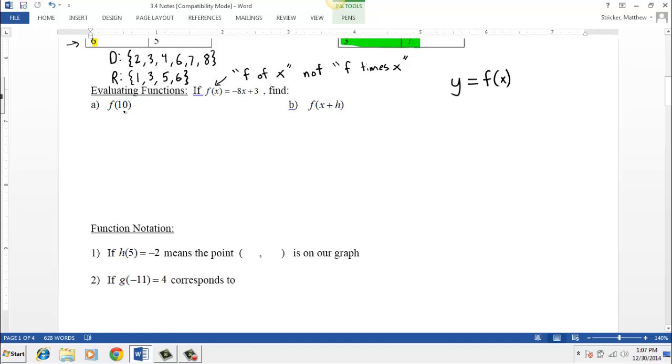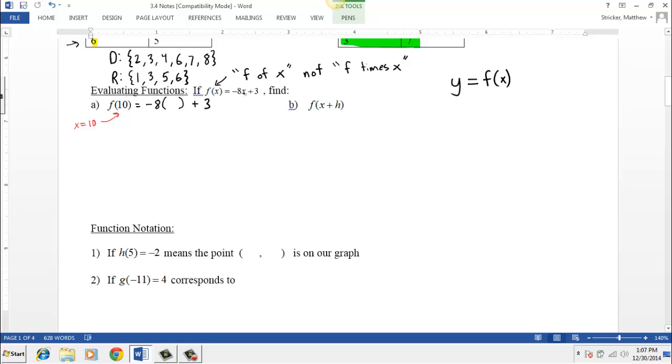In this first example, it says find the output when the input is 10, or what this is specifically saying right here is that we're letting x equal 10. And so it's pretty simple. All we do is we take 10 and we plug it into the function wherever there's an x. And a good rule of thumb when doing this is to put parentheses wherever we have an x here. So if I look at this function, it says negative 8 times x, and I'm just going to put parentheses here, plus 3.